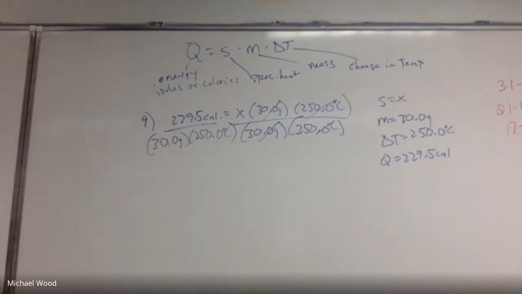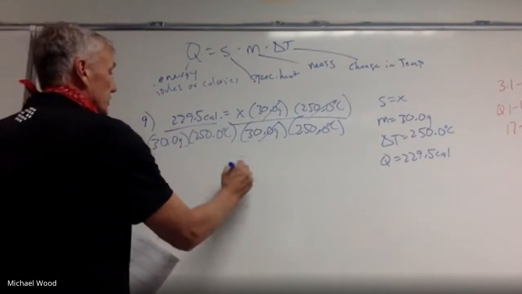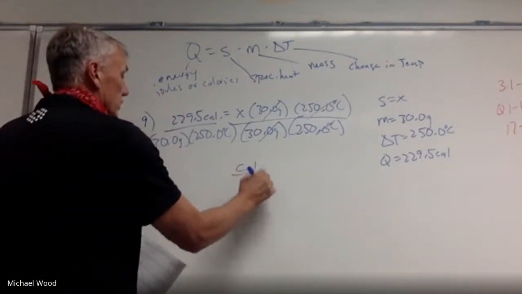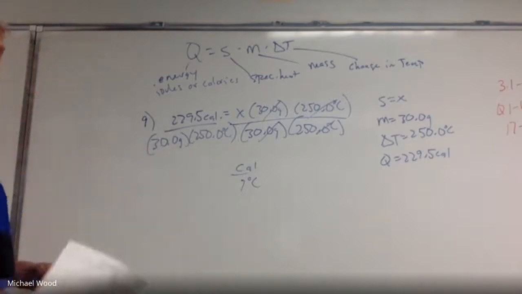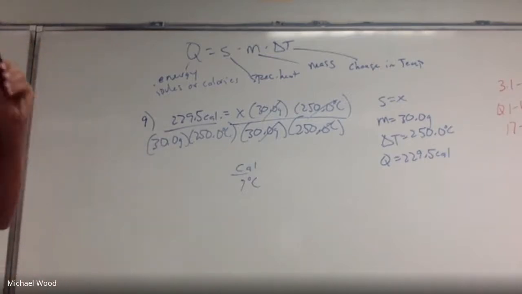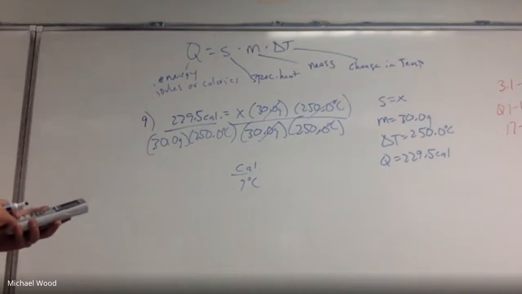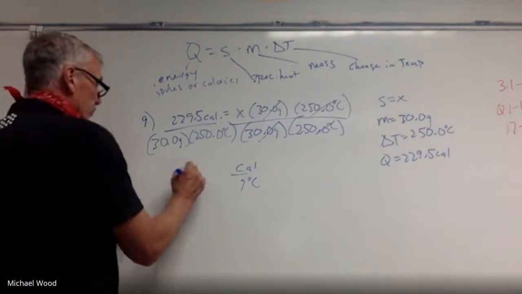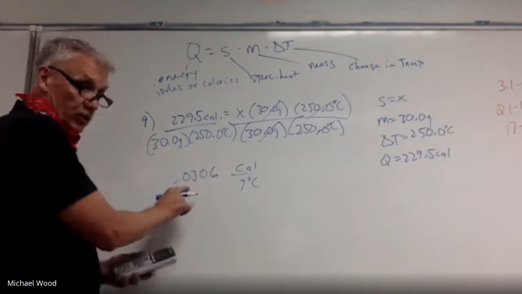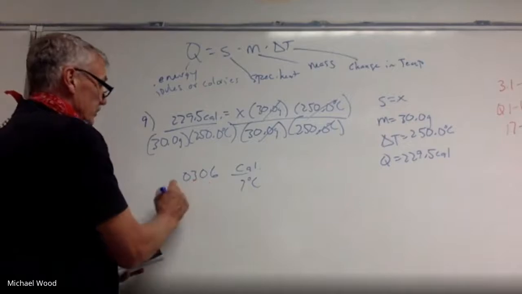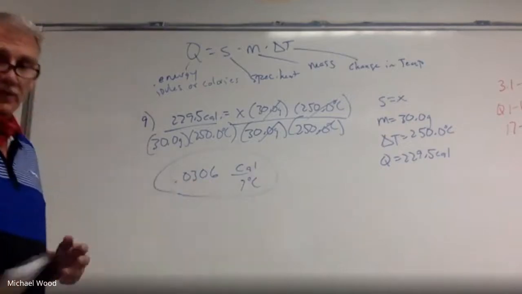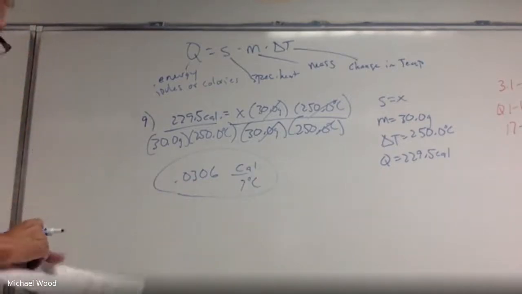And like I've been saying, follow the units here. If you look here, no unit cancels out. Calories, grams, degrees Celsius. And that is the unit for a specific heat. And so if I do this on my calculator, I take 229.5 divided by 30 divided by 250. 0.0306. Remember, that first zero is not significant. This zero is significant, so there's 3 sig figs. So sig figs and units are part of the answers here.